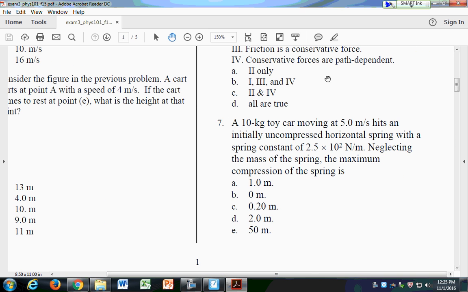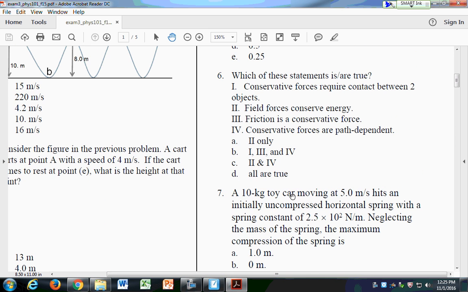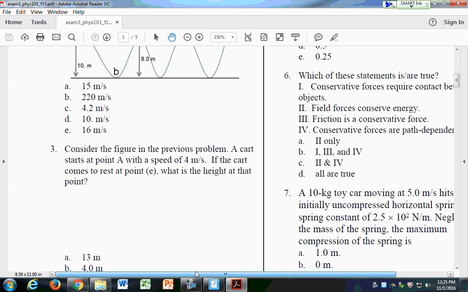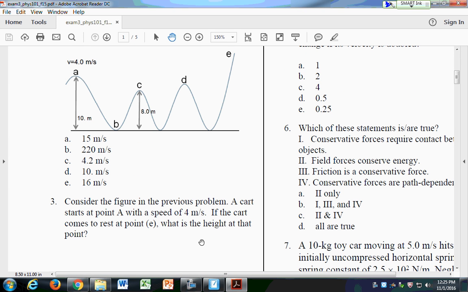Oh, here, this question was asking, what is the compression? You need to know your conservative and non-conservative, what that means, right? Conservative forces conserve energy. Conservative forces include field forces. Conservative forces are path, which is it independent or dependent? That's right. It doesn't matter the path you take. They're independent of the path.